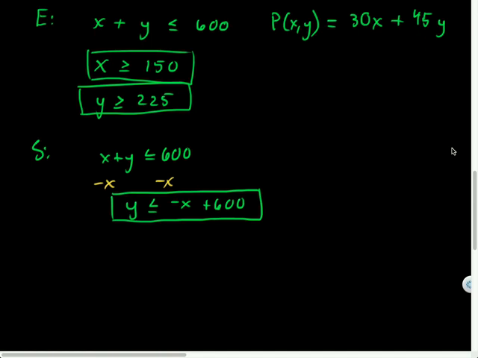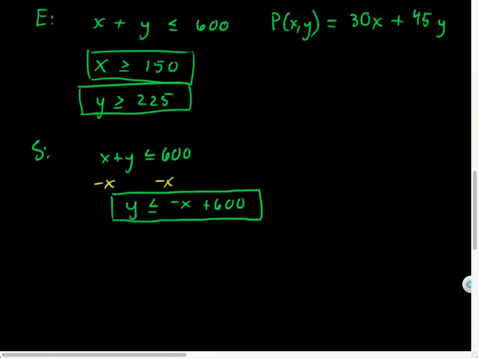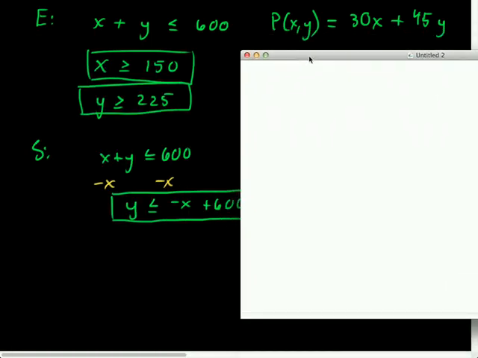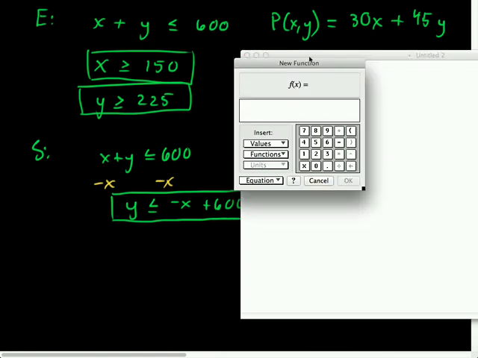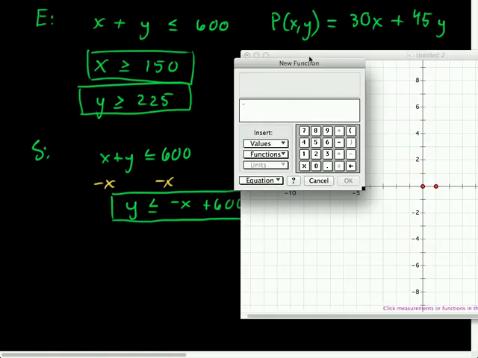So let's see. I'm going to check. Oh, what did I just hit? Yikes, it's going to yell at me. There we go. I'm going to make a new little graph here, just for the sake of ease. Actually, I don't think it lets me make one at x greater than or equal to 150. That's fine. So I'll have one being at 225. I'll have one being at negative x plus 600.